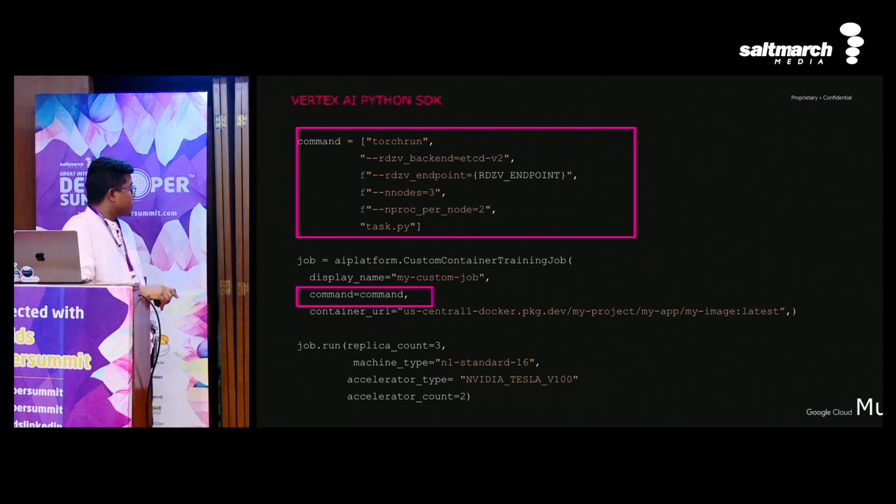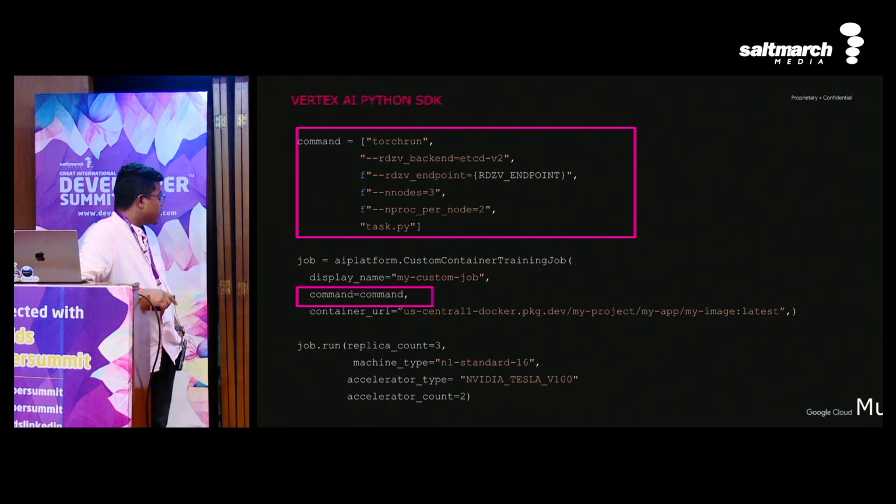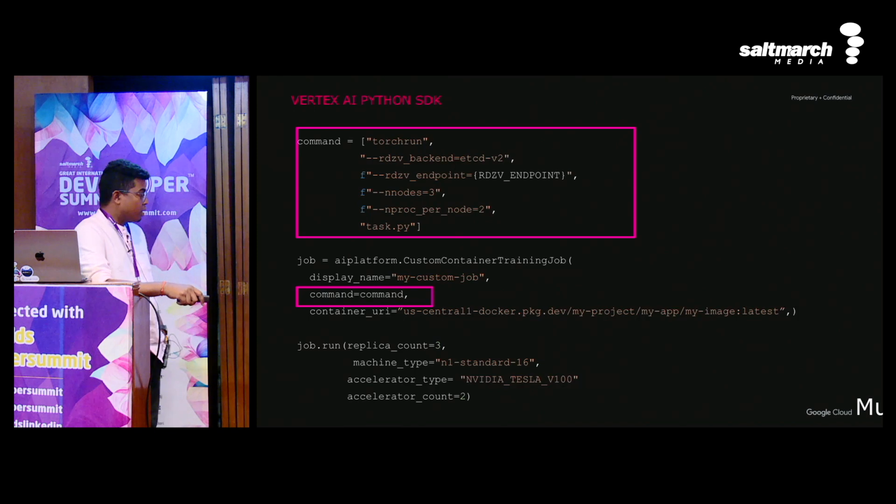So here you can say how many nodes you want, how many processing nodes per node group, which code to run, like the script that you have, and also the endpoint from where it is exposed. And then again you have to configure this custom training parameter job. Here you will pass on your container URI and the command that you have run, and when you call job.run, here you can again specify how many replicas and what kind of machine you want to run this job for.